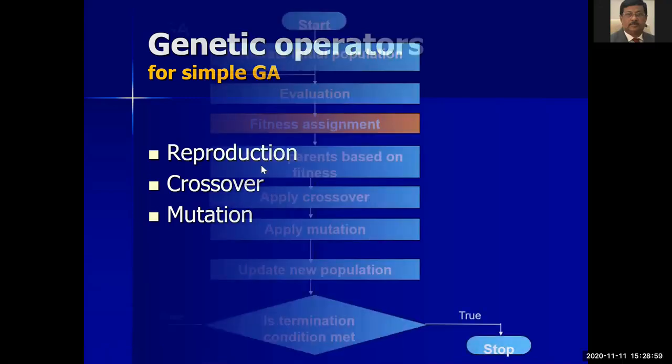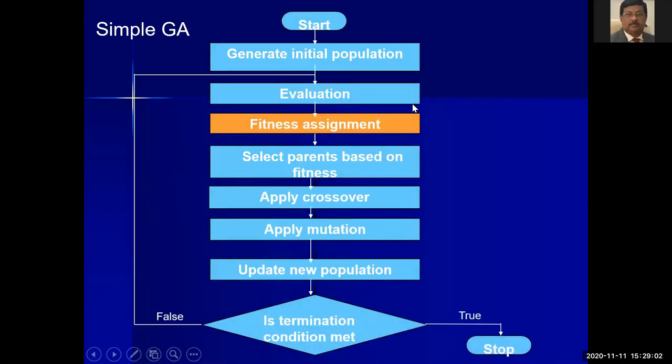Now let me explain with a simple algorithm. So this is the algorithm of a simple genetic algorithm. Here, first we start with the initial population. In the case of a conventional method or mathematical programming technique, it starts with a single point. But here, we need to start with a population of points. Randomly, we need to generate a population of points. After that, we need to evaluate each and every point.